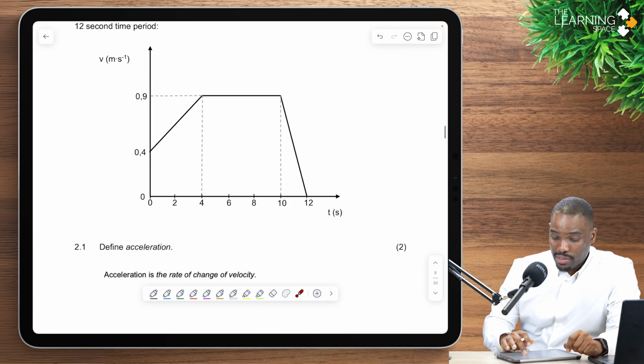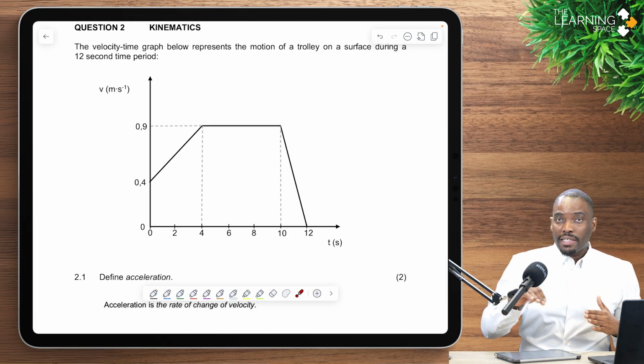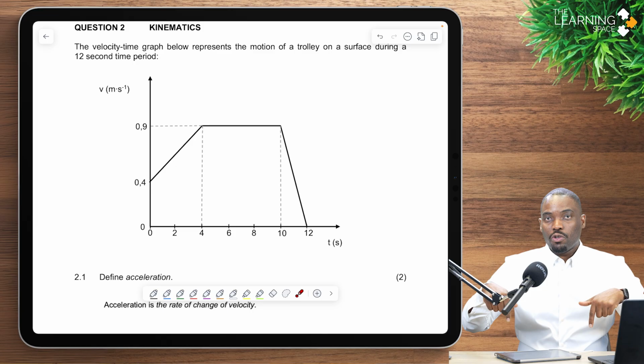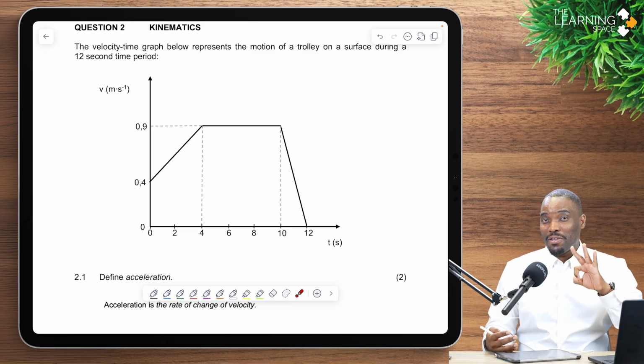Now remember, we said with a VT graph, acceleration is the gradient, right? Quickly comment down if you know how to then work out the displacement from a VT graph. I'll give you guys 3 seconds. 3, 2, 1. That's correct.